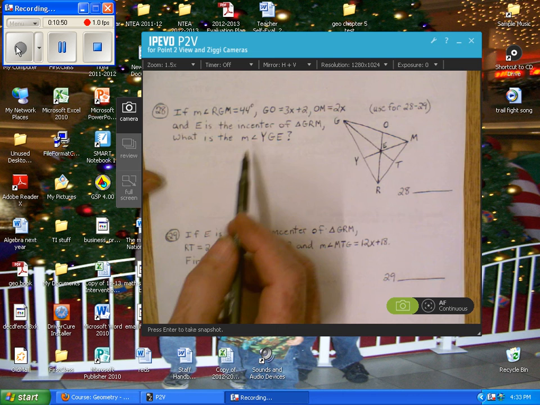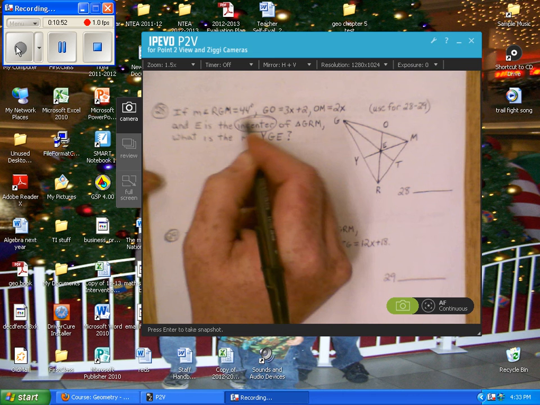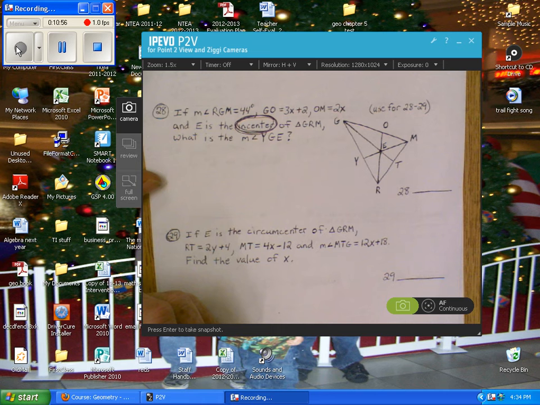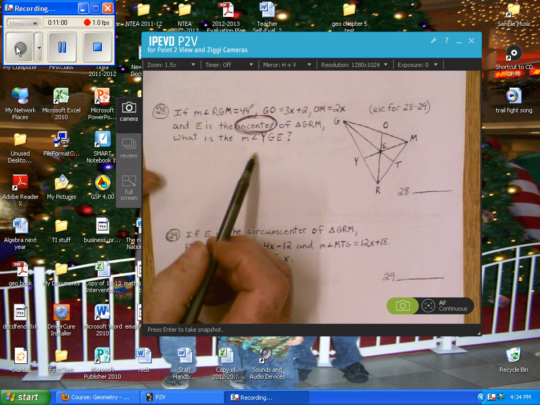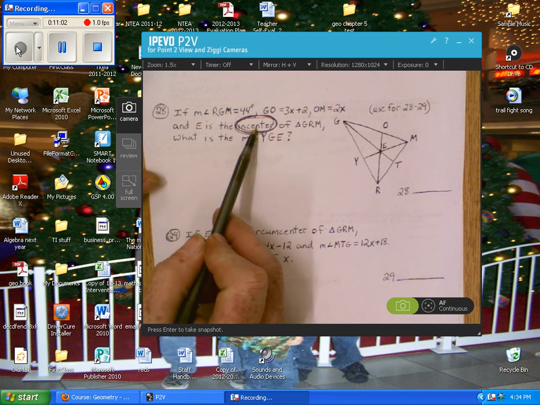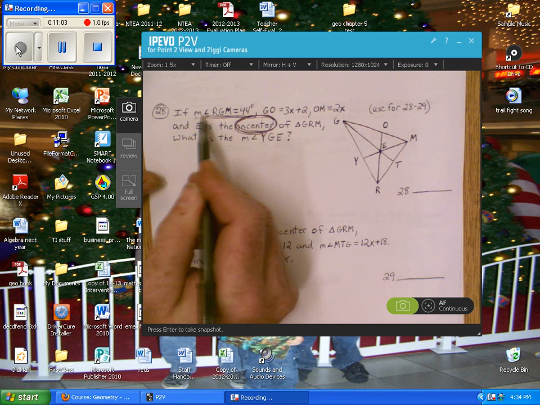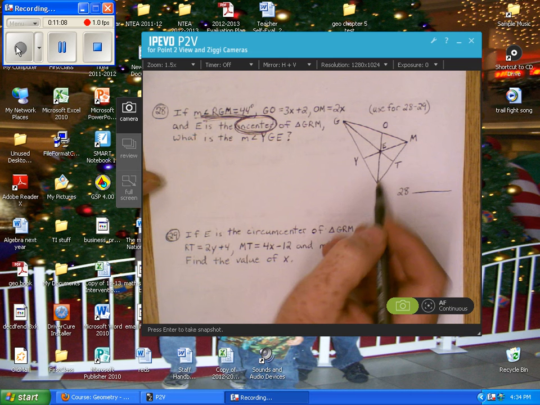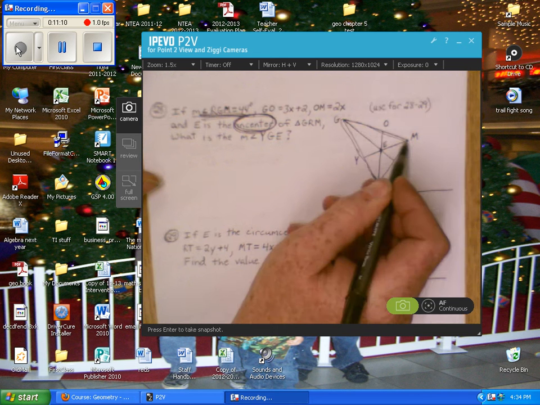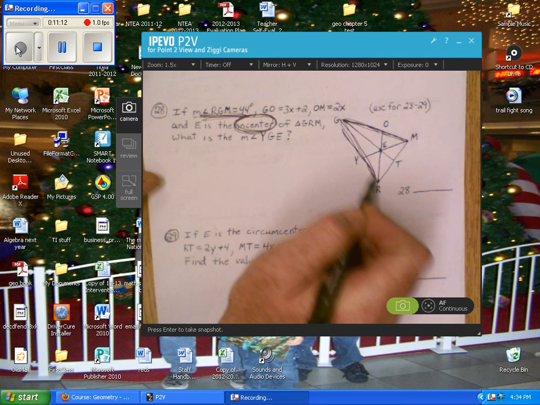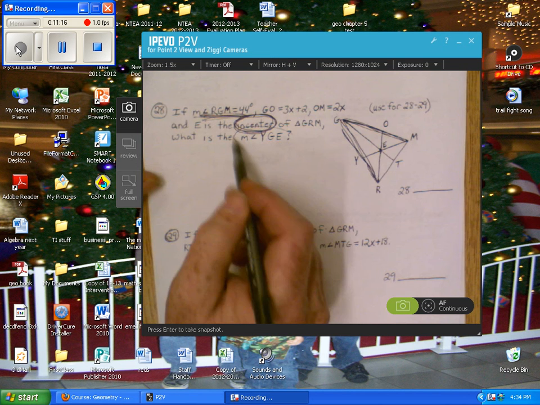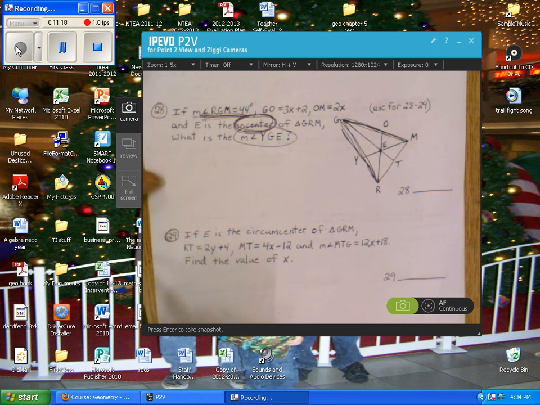Problem 28. That word right there, incenter, is the key to the whole thing. If you know what that word tells you, and you look right here at what angle RGM is, that's this angle, you should be able to figure out the measure of angle YGE.